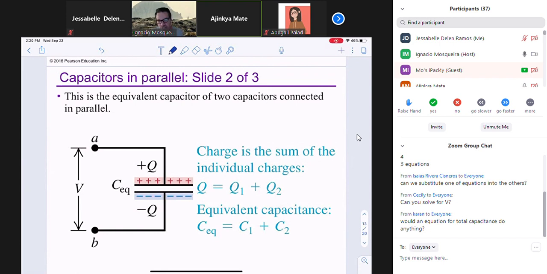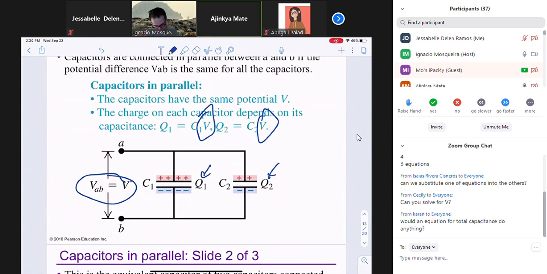Professor? Yeah, please, go ahead. Can you just go to the previous slide just for a minute? Sure, of course. Yeah, write down what's in here, yes.